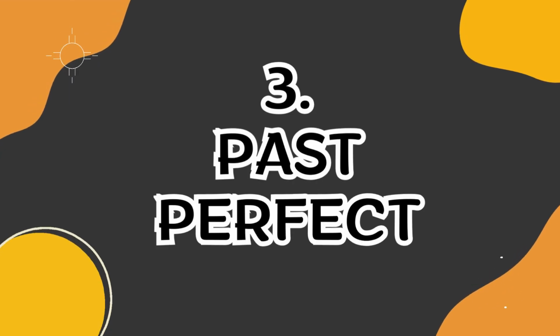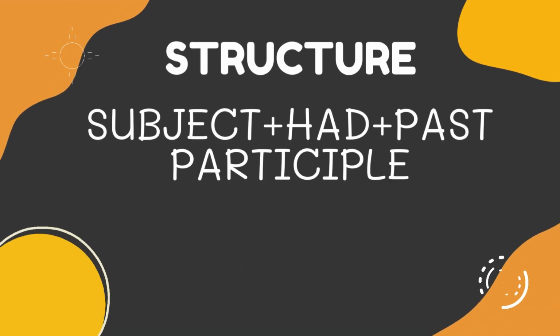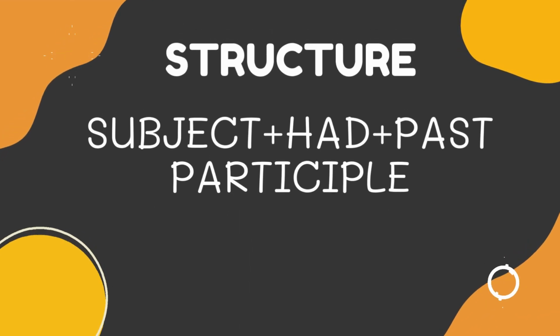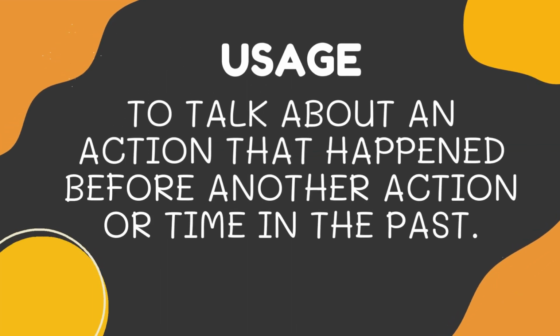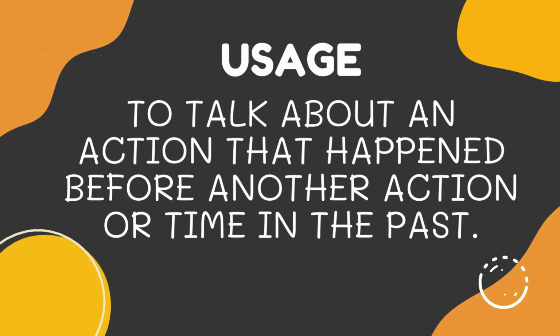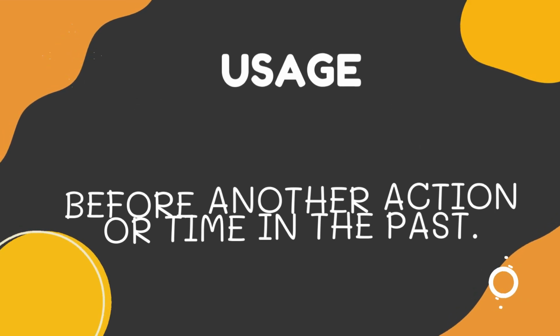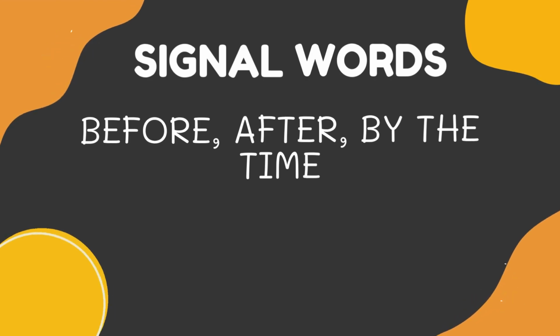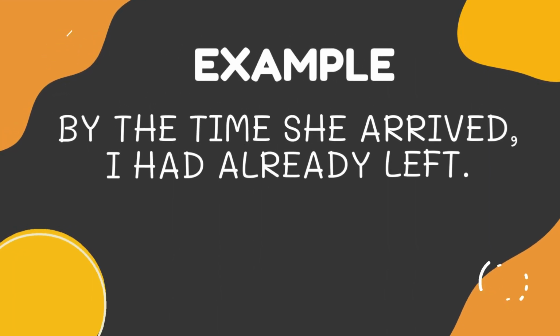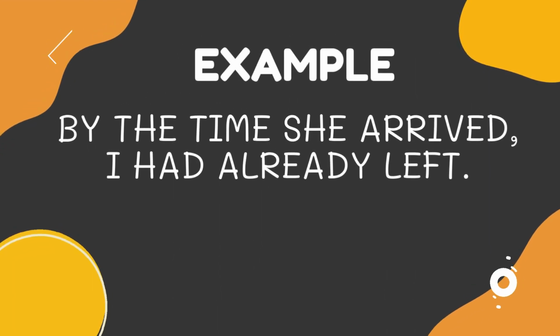Thirdly, the past perfect tense. Structure: subject plus had plus past participle. Usage: we use past perfect to talk about an action that happened before another action or time in the past. Signal words: before, after, by the time. Example: by the time she arrived, I had already left.